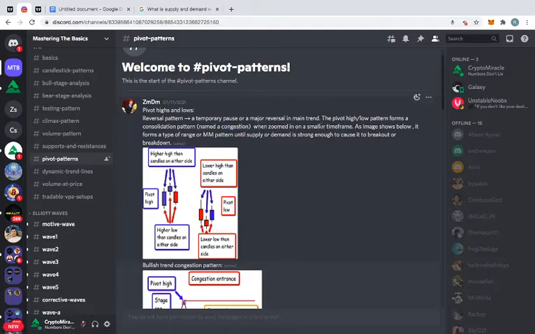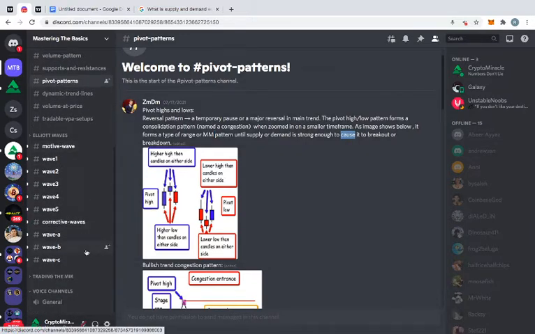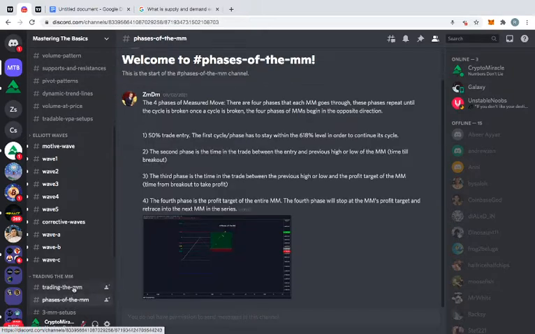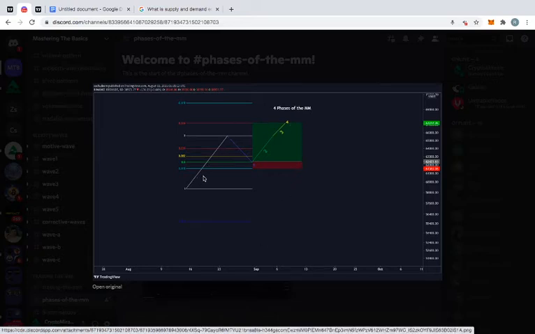So when zoomed in on a smaller time frame, like the micro, what we're talking about, it actually shows in the image below. It forms a type of range or an MM pattern until supply and demand is strong enough to cause it to break down. So again, the MM is the measured move theory, and just to give you a little bit of an example of exactly what it is, here's the MM.